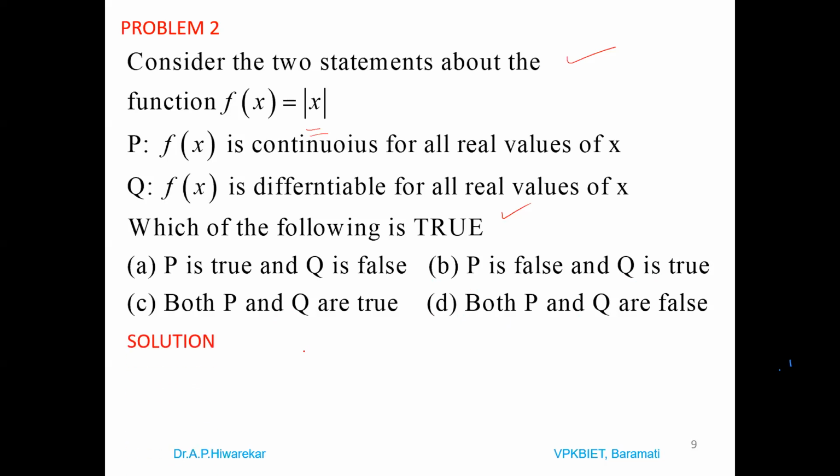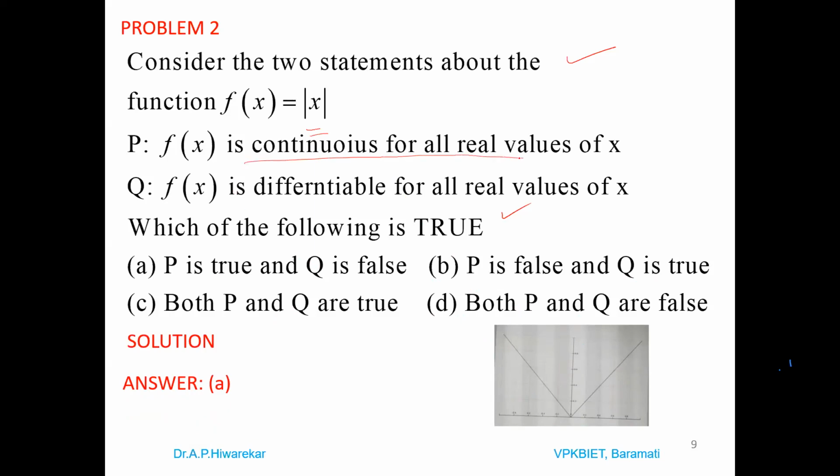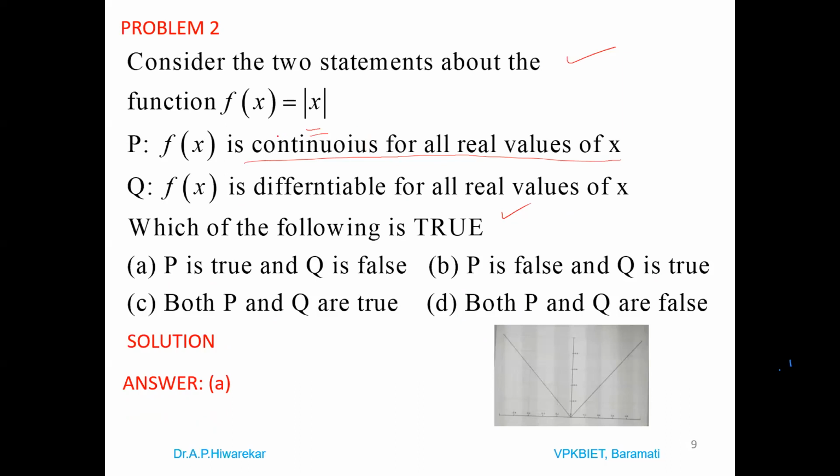So what is your opinion? This is a graph of the function, the same function we have, f(x) is equal to mod x. Then you can find that the function is continuous. Just now we have seen in the last example, the function is continuous, and f(x) is differentiable for all real values of x. So which of the following statements is true about the function?